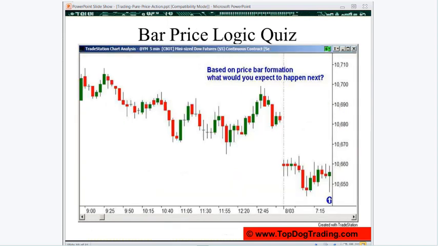Now, let's do another quiz. Based on the price formation, the basic logic of price action bars, here on the hard right edge of the screen, okay, notice I got my little blue arrow there. What would you expect to happen next? Type in what you would expect to happen next. Now you can't see the future. I've taken away the future from you, because this is how we have to trade. All right, so what would you say?